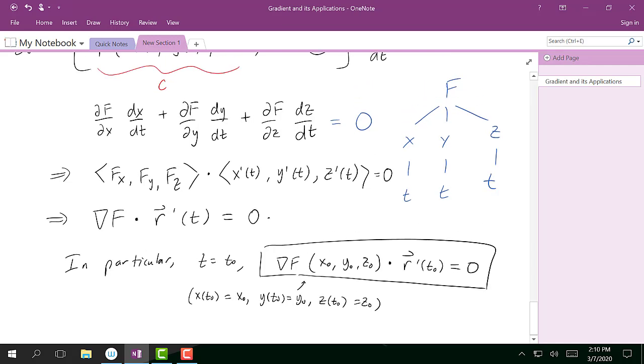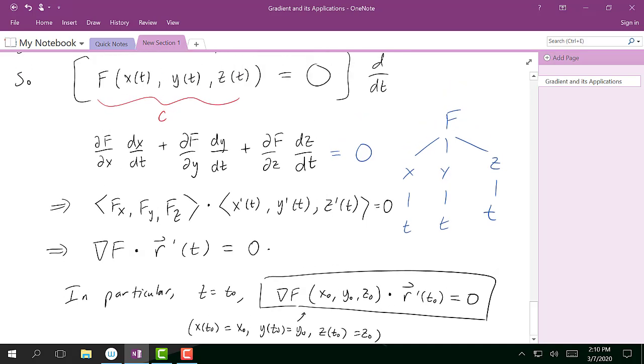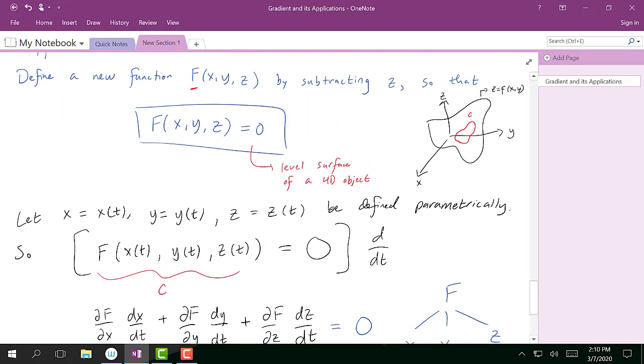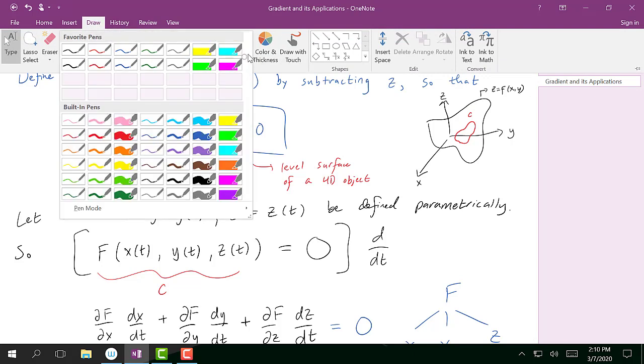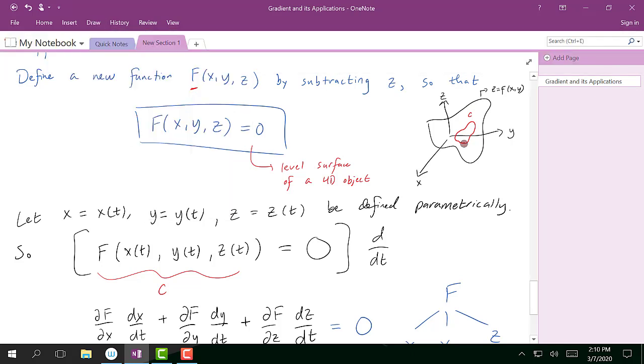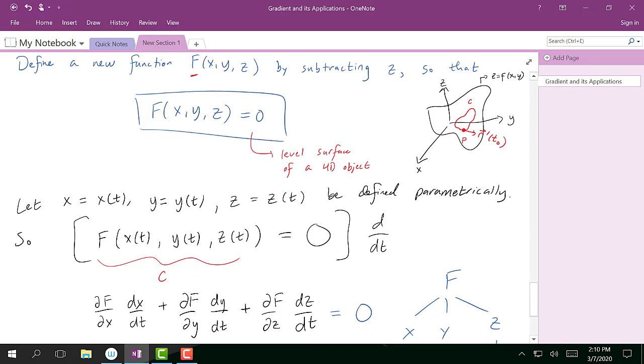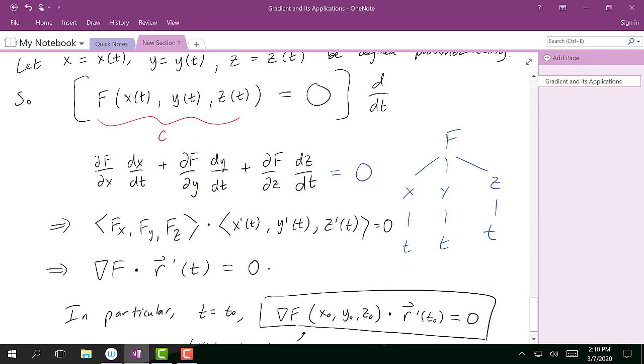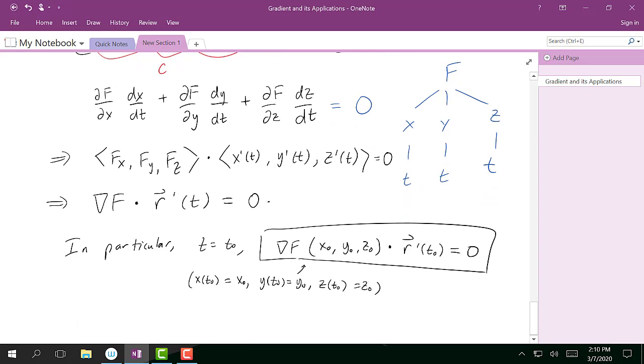And so what I'm going to do is update the picture that I have. If I look at this picture right here, and I'm going to be at some point P along the curve, then I know that my tangent vector is going to be right here. It's going to be r prime of t naught. And then what I know is that what's perpendicular to that is the gradient.